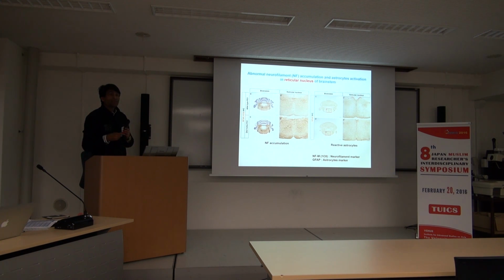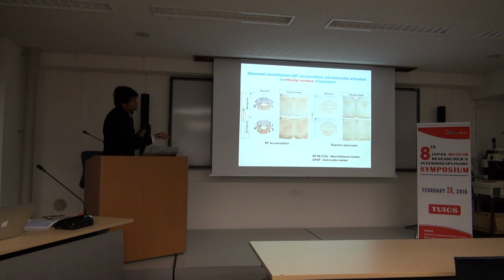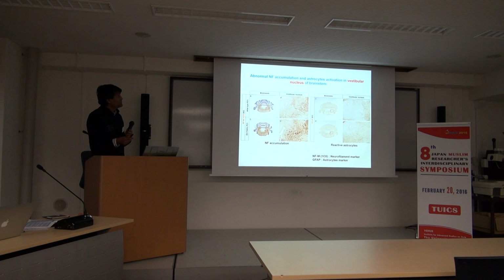And as I said, if there is any abnormal condition in the brain, astrocytes respond very quickly. So I tried to find out the condition of the astrocytes, and you can see these are reactive astrocytes, lots of astrocytes here, while in the wild type there are not too many astrocytes. The same thing is also found in the vestibular nucleus, which is this part, where lots of neurofilament is accumulated, as well as lots of astrocytes, while in the wild type there are no astrocytes.